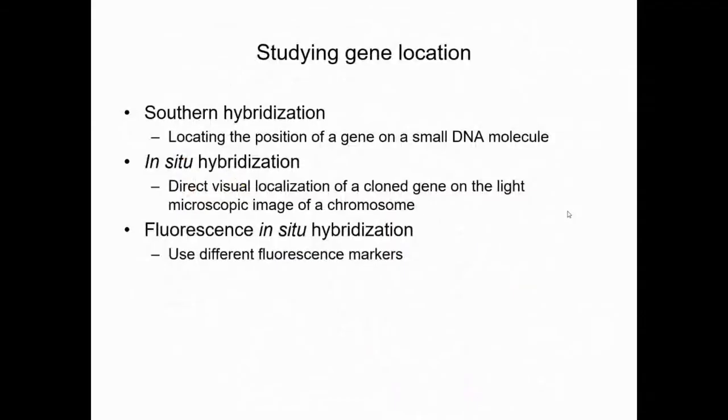And then the next topic will be to study gene location. So basically the two commonly used methods: one is the Southern hybridization, and the other one is the in situ hybridization, which later developed into fluorescence in situ hybridization. These are two commonly used techniques so that you can identify the gene location. In the previous topic, we identified the colony that carries the gene. And in this topic, we're going to study the gene location.